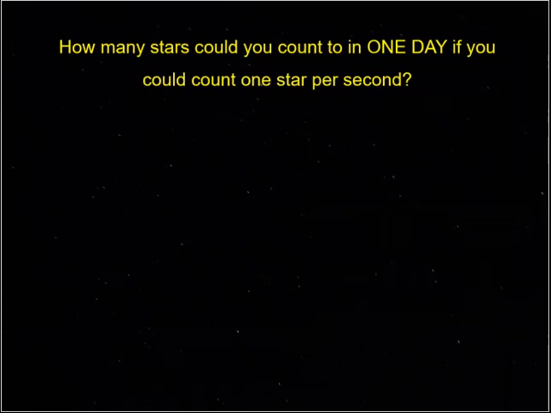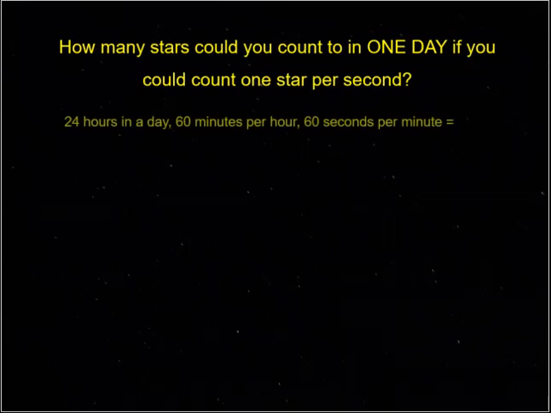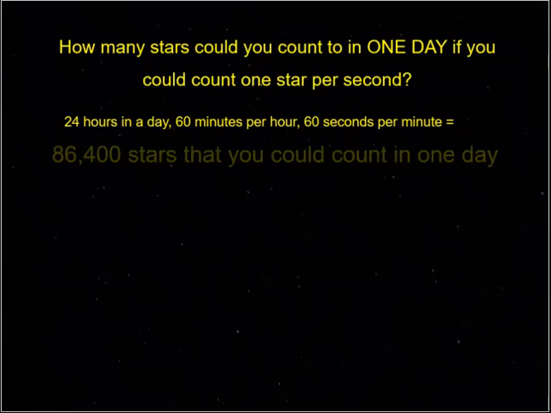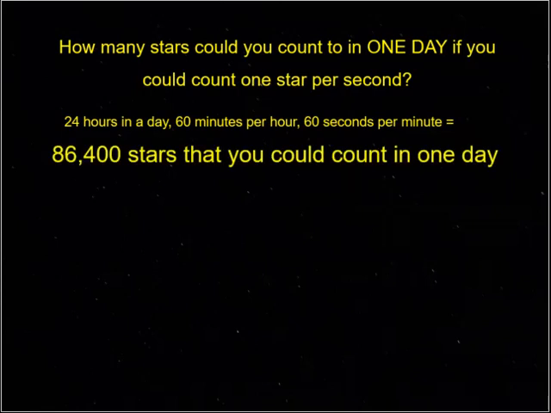And also let's pretend it's dark enough during the day so that you can see all of the stars all day long, all day and all night. And you decide, hey, I'm going to count the stars today. How many stars could you count in one day? If you can count one star per second, 24 hours a day, 60 minutes per hour, 60 seconds per minute. One star per second. So we've converted hours into seconds here. So you get 86,400 stars that you can count in one day.